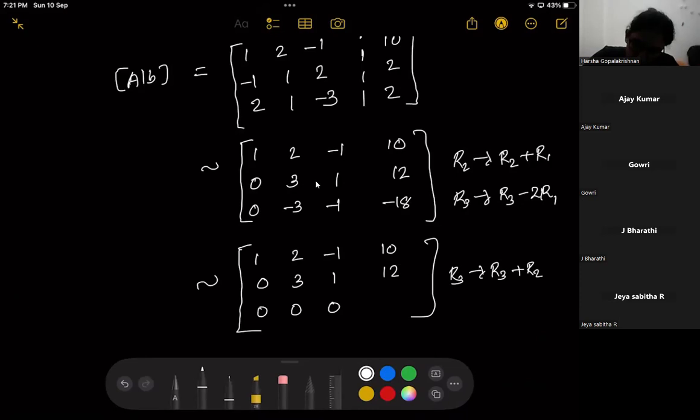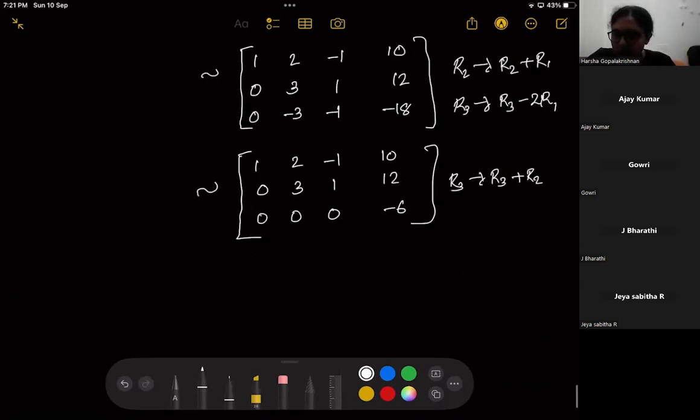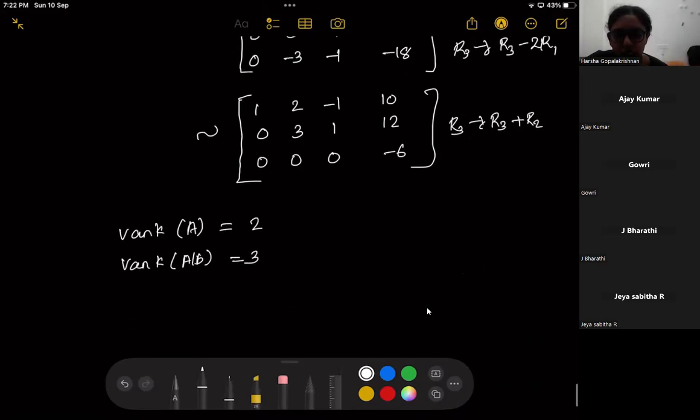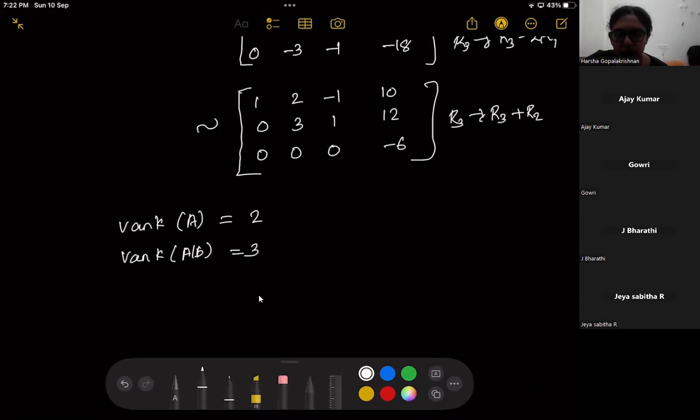Now, what is the rank of A here? 2. And what is the rank of [A, B]? 3. So what about the solution? No solution. There does not exist a solution because the rank of A and the rank of [A, B] are different, they are not equal. So there does not exist a solution for the given system.